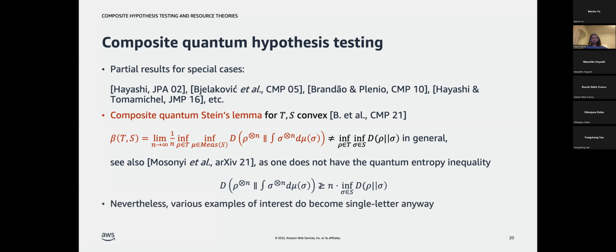Good, and maybe let me make two comments here. One is that Milan recently found that this multi-letter formula is also needed in the classical case as soon as we go to continuous alphabets. So if the underlying spaces are continuous, this single letter quantification is already wrong classically. So this is not necessarily only a quantum effect. But that's the first comment. The second comment is that if we choose nice sets S and T for the sets of rhos and sigmas, then in many examples we anyway have a single letter quantification. However, this is not a general off-the-shelf result, but we have to manually prove it every time for a nice setting.